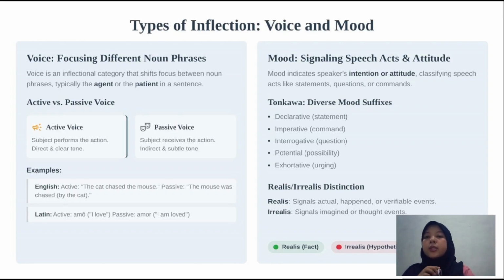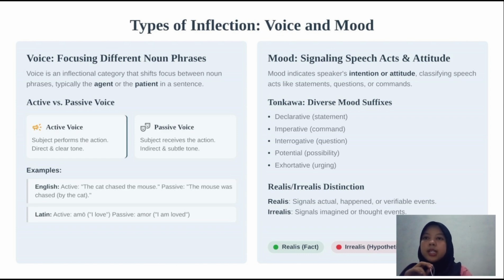And next is potential. A potential sentence expresses what is possible, can happen or might happen. Often uses can, could, may, or might. For example, it might rain later. This shows possibility, not certainty.